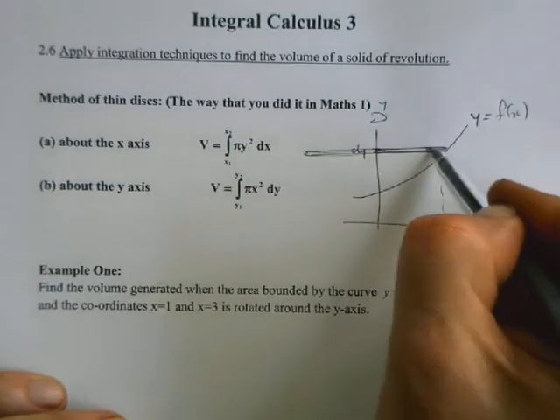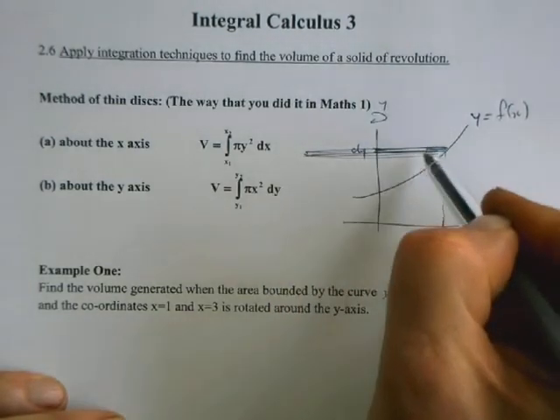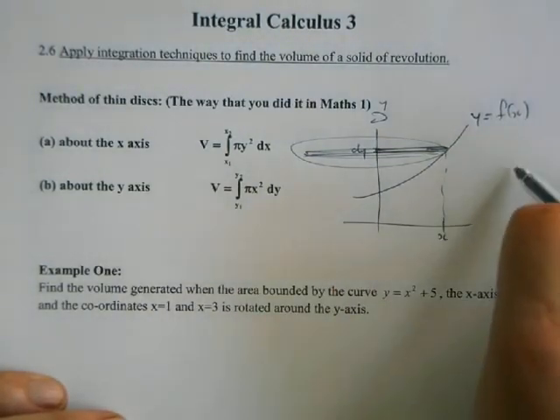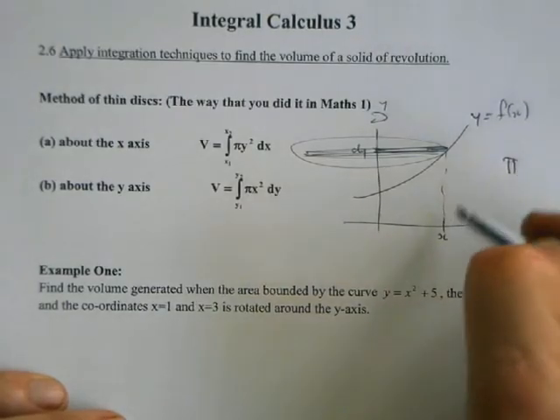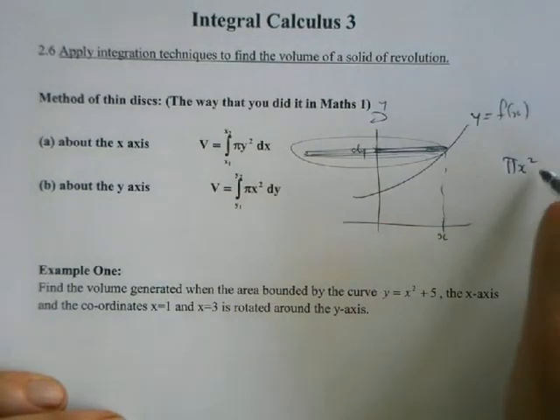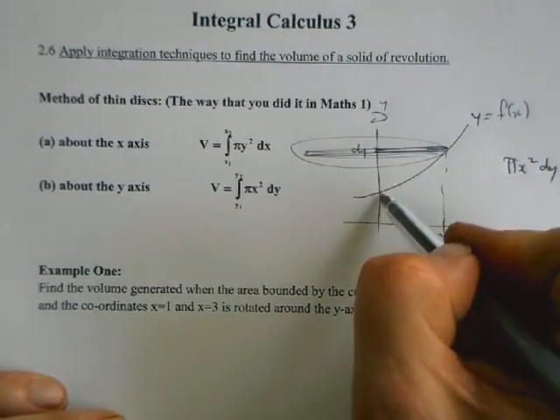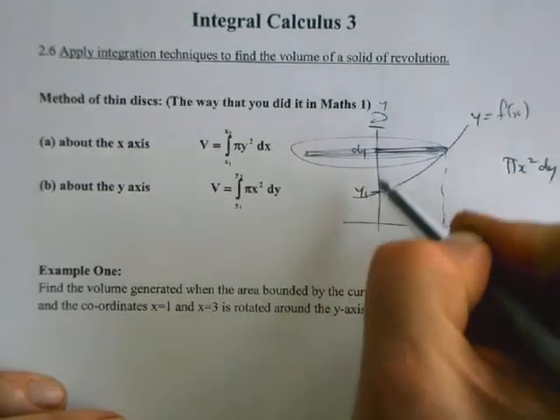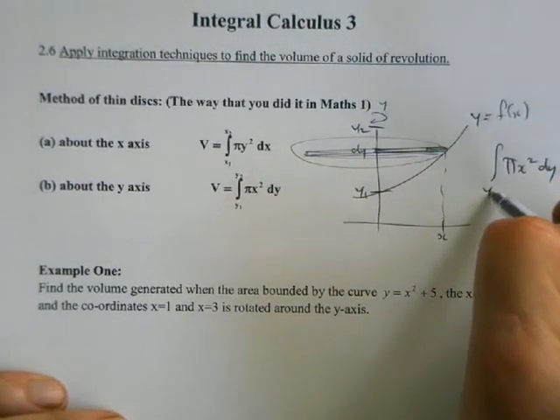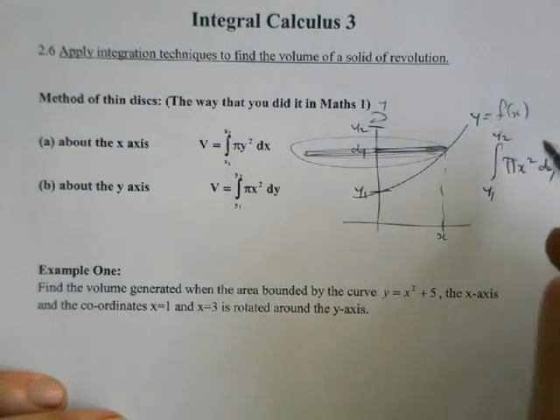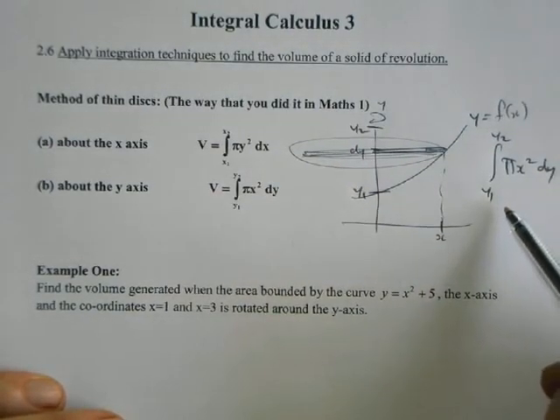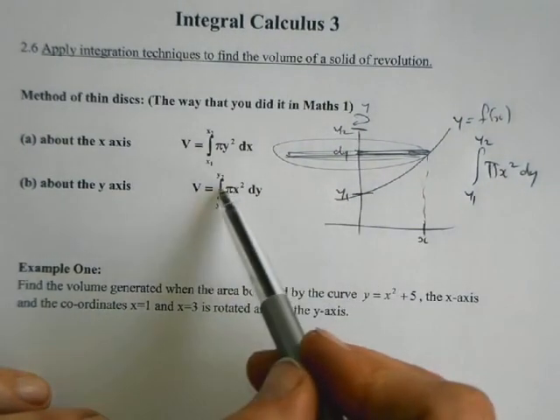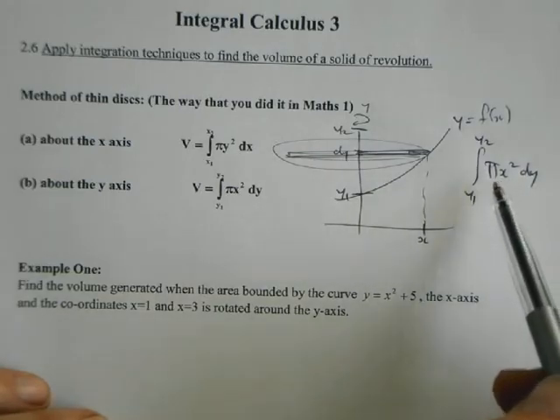So the volume of this little disk is the surface area of the circle that it's part of, which will be pi r squared, which is x squared, and the thickness is dy. And then you say the region I'm interested in is between y1 and y2, so you integrate from y1 to y2 and you get that full volume. So this is the formula for the integration by thin disks.